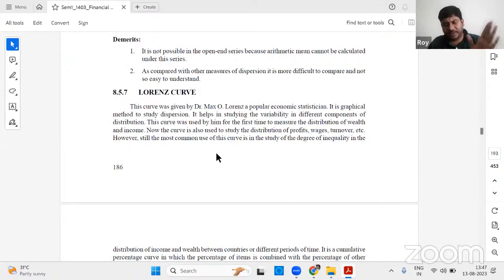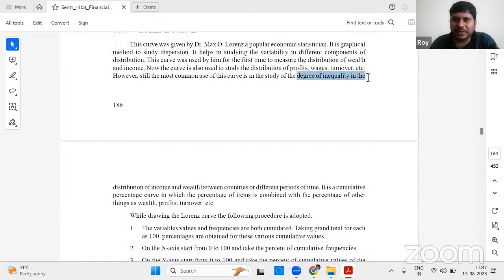Again, I'm telling, standard deviation can be calculated by taking the actual mean or an assumed mean. By taking the assumed mean, we will get some value based on the type of data. You'll go with that. Now, the curve is also used to study the distribution of profit, wages, turnover, etc. When we take these different kinds of variables, we can do that. This curve was used by him for the first time to measure the distribution of wealth and income. I think he used that curve for that particular purpose, and it can also be used for profits, wages, etc. Also, the study of the degree of inequality in the distribution of income and wealth between countries.